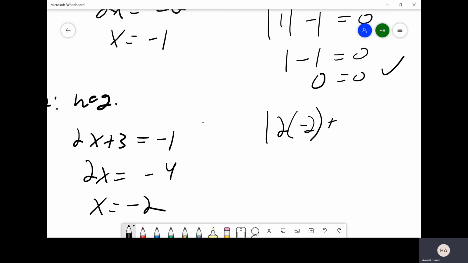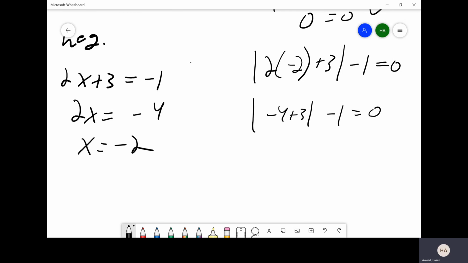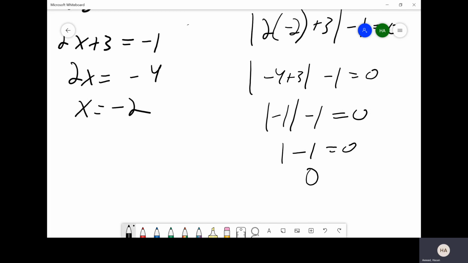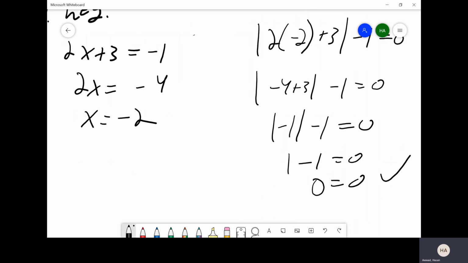And then the next check that we're going to do is the absolute value of 2 times -2 plus 3, minus 1 is equal to 0. And we get -4 plus 3 inside the absolute values, minus 1. And -4 plus 3 is -1. So absolute value of -1, minus 1 is equal to 0. And absolute value of -1 is going to make it positive. So we get 1 minus 1 is equal to 0 again. And in fact, 0 is equal to 0.